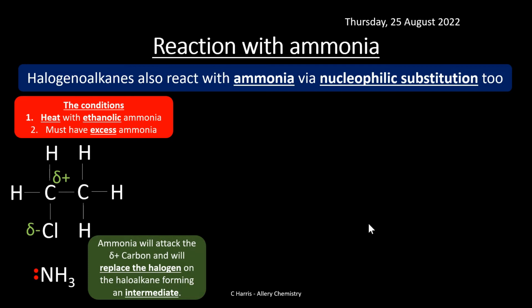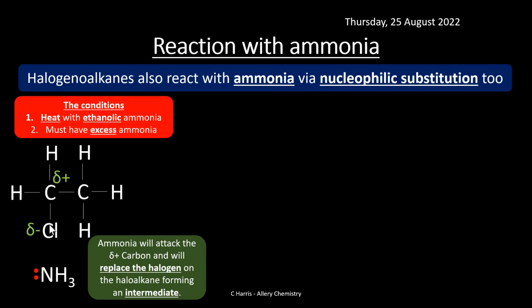Let's draw our molecules out again. You can see we've got our halogenoalkane here, and this time we've got ammonia, which has a lone pair of electrons. This will attack the delta positive carbon, and it will replace the halogen. The difference here is that it will actually form an intermediate.